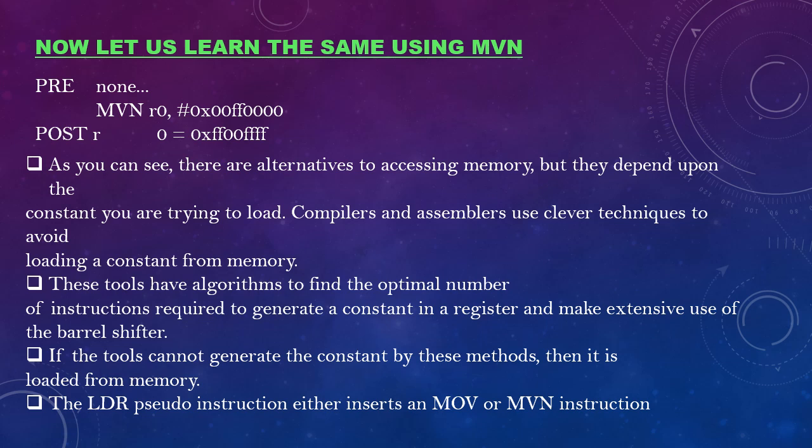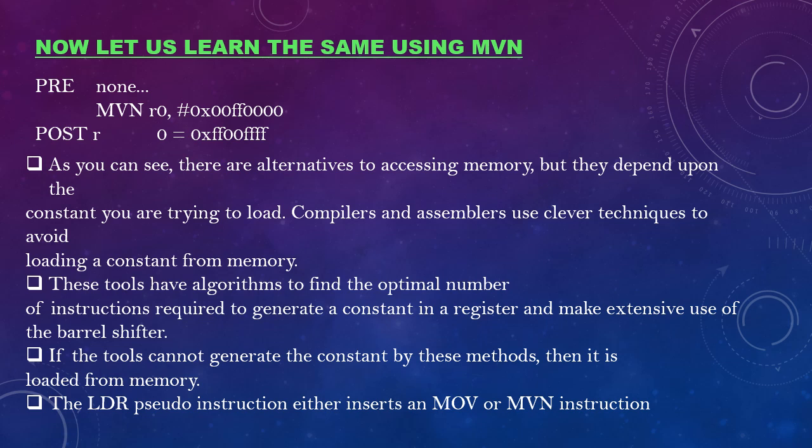MVN is also an instruction. As you can see, there are alternatives to access memory, but they depend upon the constant you are trying to load. Compilers and assemblers use clever techniques to avoid loading a constant from memory. These tools have algorithms to find the optimal number of instructions required to generate a constant in a register and make extensive use of a barrel shifter. If the tool cannot generate the constant by this method, then it is loaded from the memory.